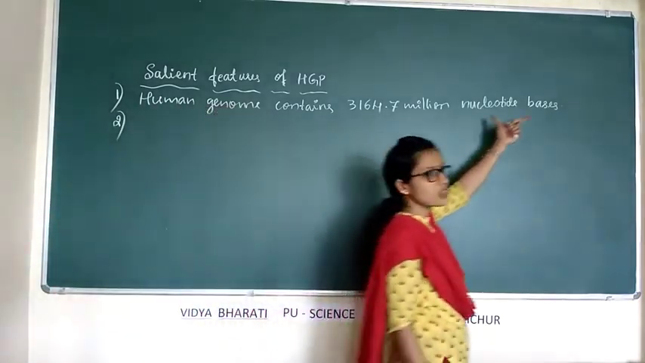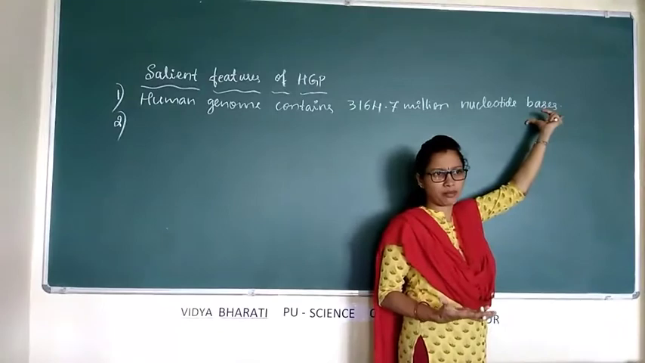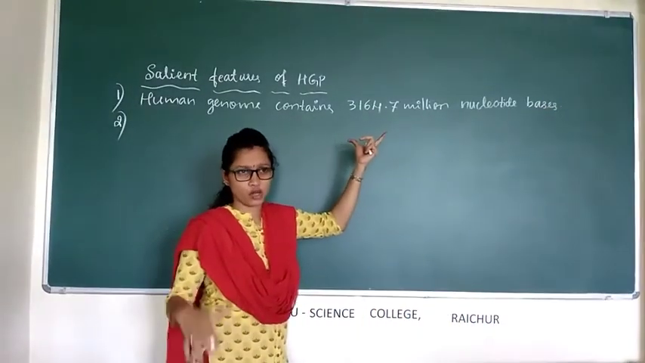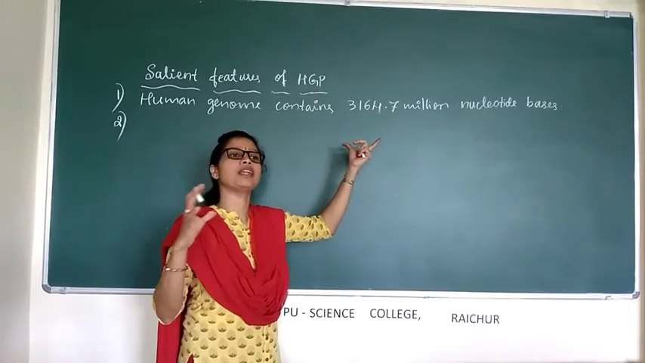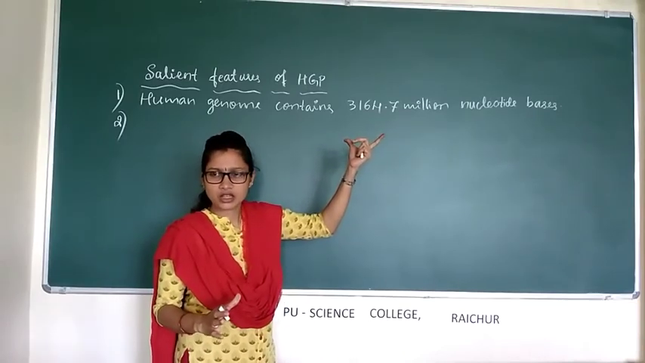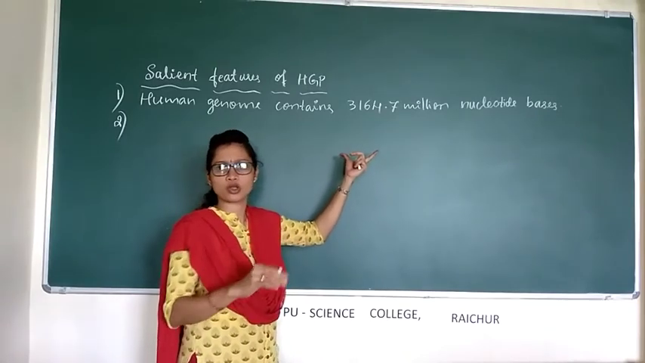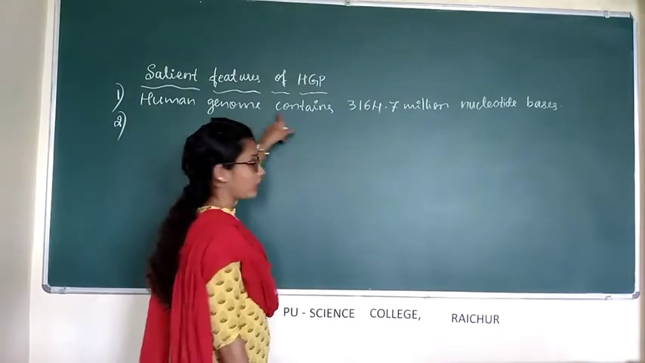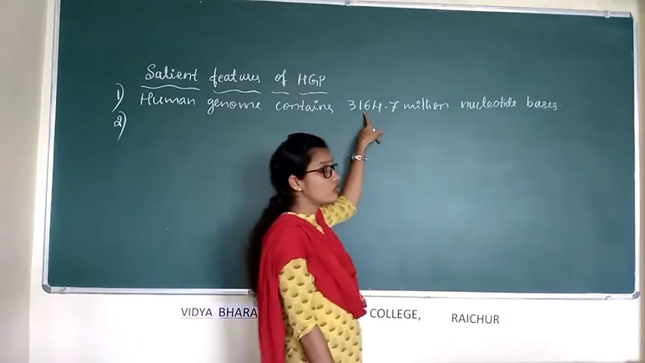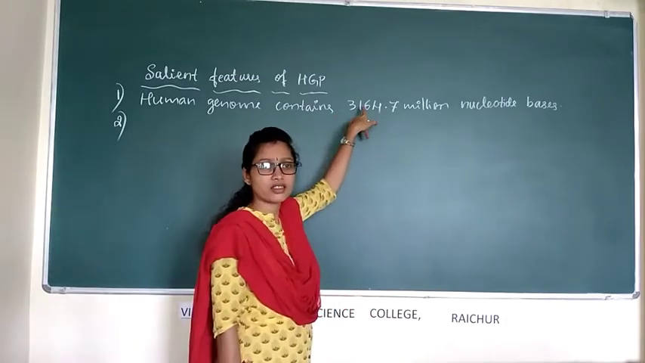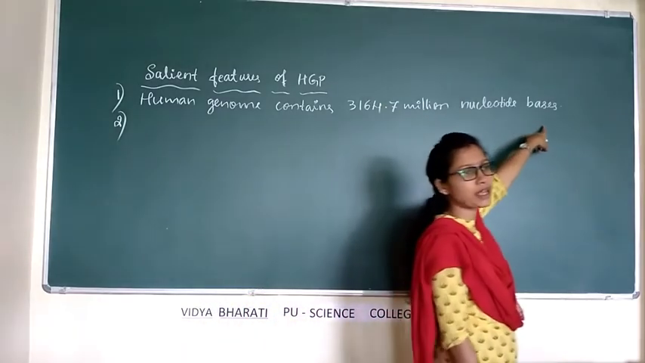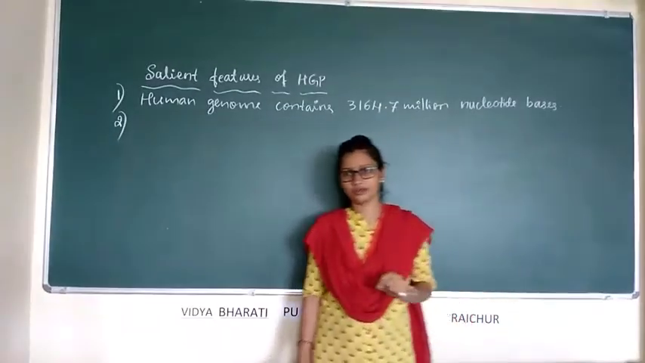Nucleotide bases means DNA is made up of nucleotide bases. The human genome is nothing but the complete set of genes which are present on the chromosomes and extra-chromosomal genes. In the human genome, around 3164.7 million nucleotide bases are present.